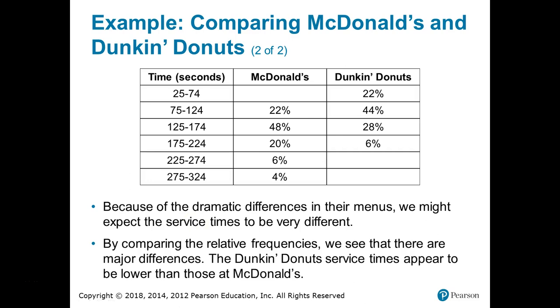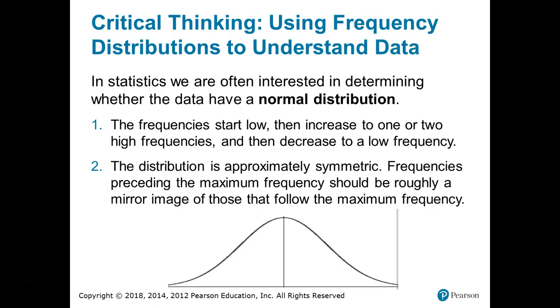So because of the dramatic differences in their menus, you might expect there to be different service times. So by comparing the frequencies, we see that there appears to be a conclusion that can be made that Dunkin' Donut times are lower than McDonald's. Okay? So critical thinking, using frequency distributions to understand data.